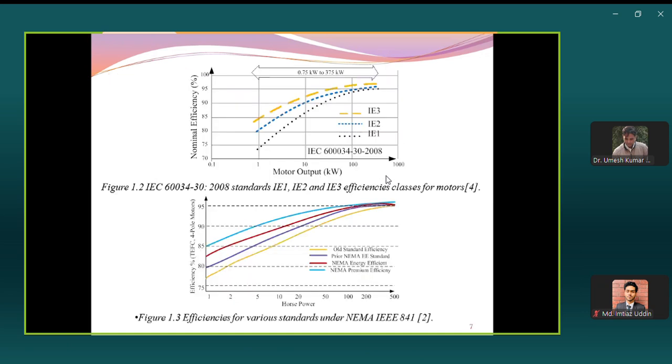We can see here that as per the third norm, IE3, we have above 95% efficiency for motors higher than 100 kilowatts. Similarly, other standard institutions are there which define the efficiencies for the motors.